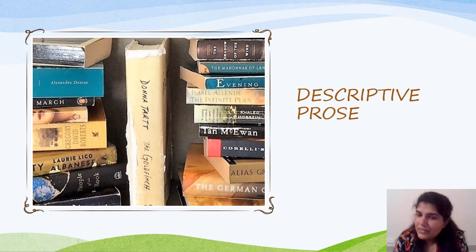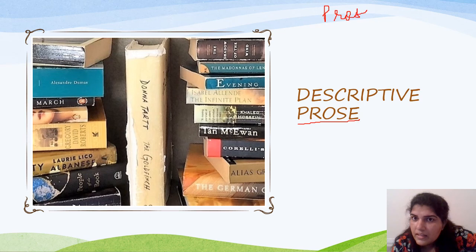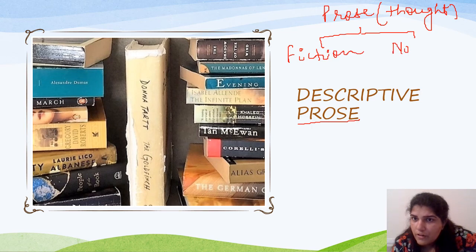Now, one more thing, children, I would like to describe here that we talked about at the beginning, fictional and non-fictional writing. So what do fiction and non-fiction writing basically come under, in one word? It is prose. Prose, in one word, is a thought. And prose is classified into two, that is fiction and non-fiction.